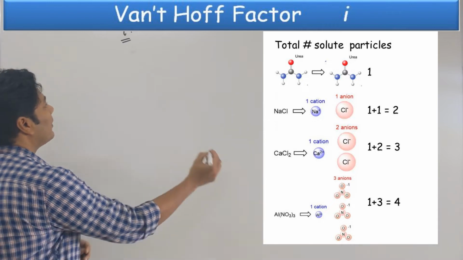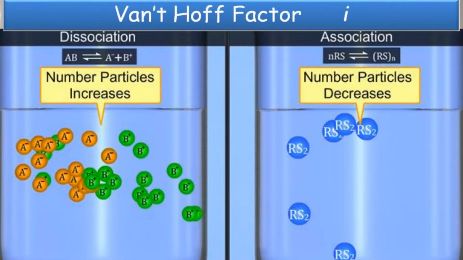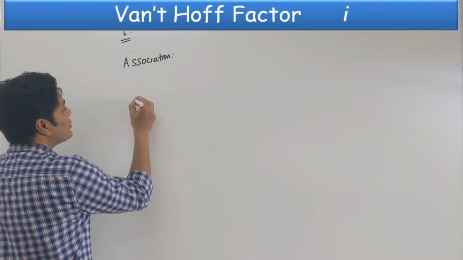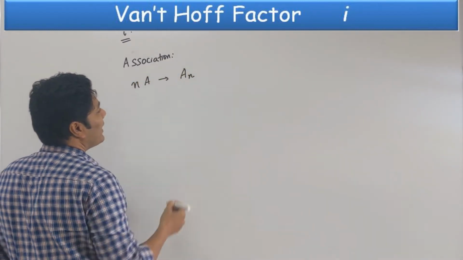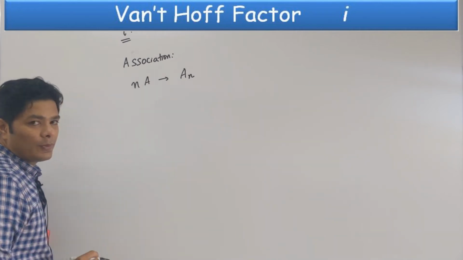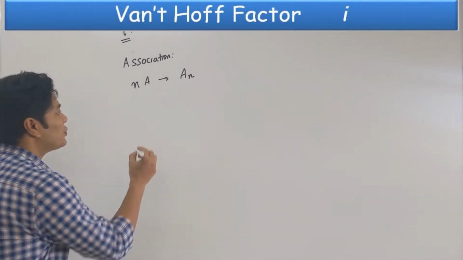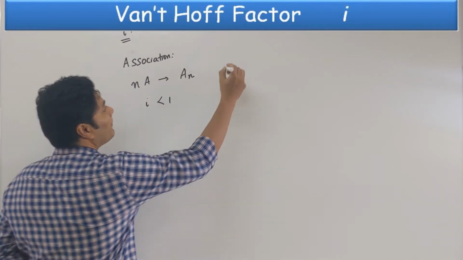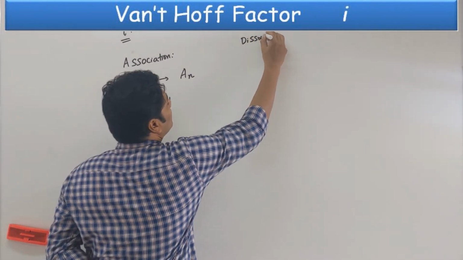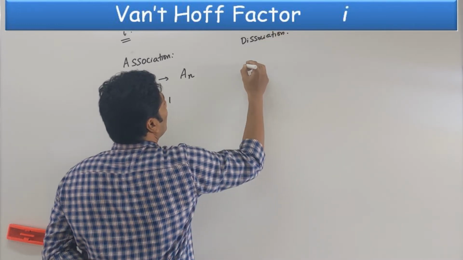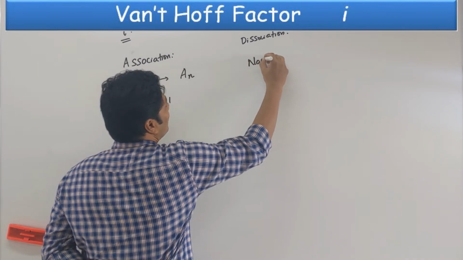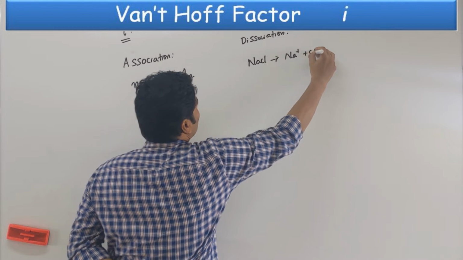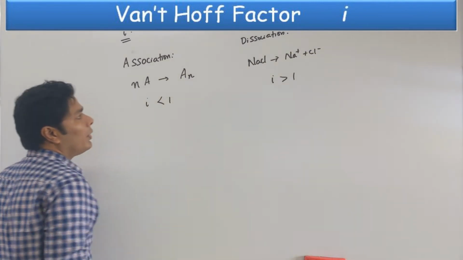Now there are two cases you can have: association and dissociation. Association is when, for example, n molecules of A combine to give you a dimer, trimer. So if it is 2A, it gives you A2. This is going to decrease the i value. So i for association is less than 1. When you take dissociation, basically you can have, let's say, NaCl, an easier example. NaCl gives you Na+ and Cl-. So the i value is greater than 1 for dissociation.